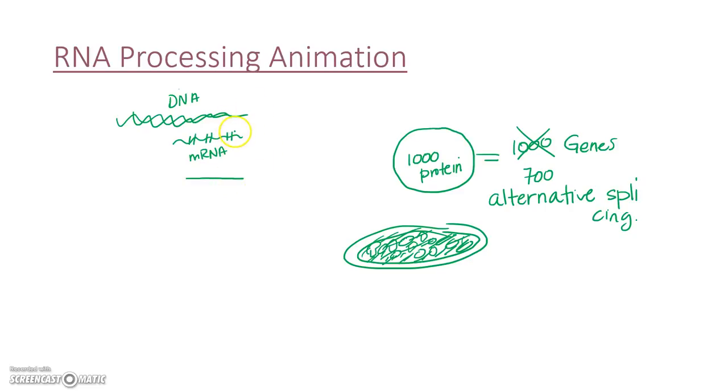Now, the parts that get cut out are called introns. It's a little counterintuitive the way it's named, but follow my train of thought here. The parts that are actually spliced together are called exons. So the exons are going to make up the processed mRNA. That's like the final recipe here.